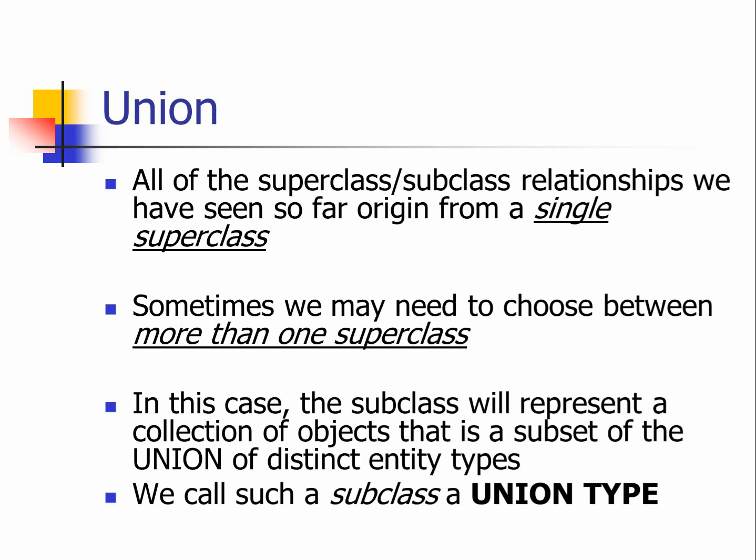The topic we want to talk about in this video is when you have several possible superclasses and you choose only one of them to be inherited. So in this case, the subclass will represent a collection of objects that is a subset of the union of distinct entity types. This is what we call a union type.